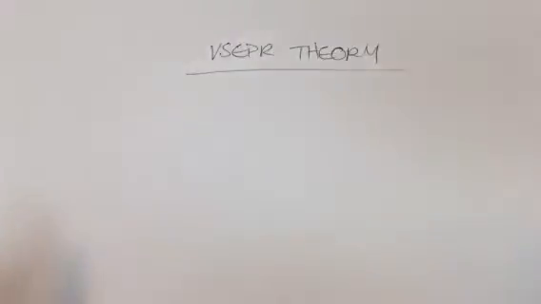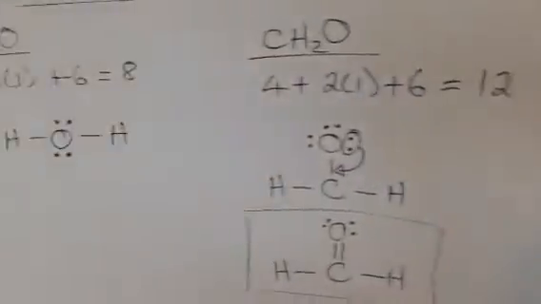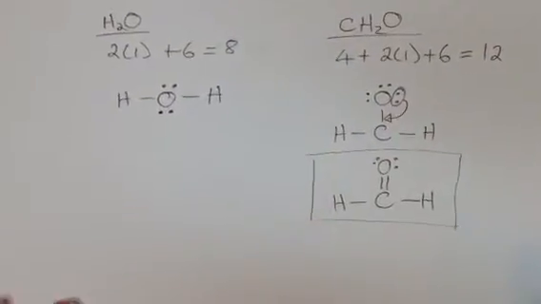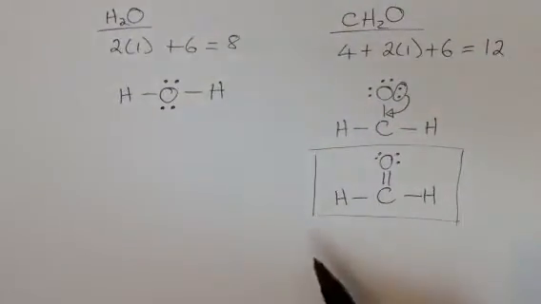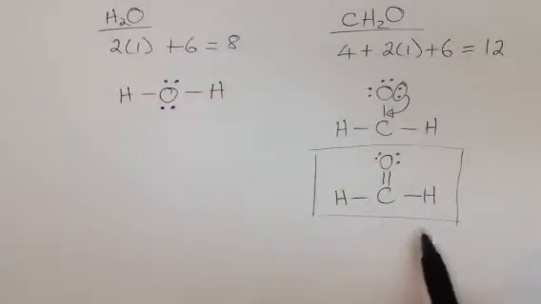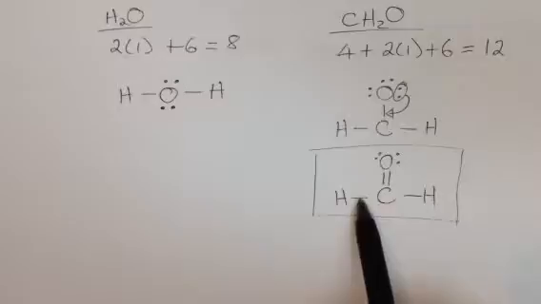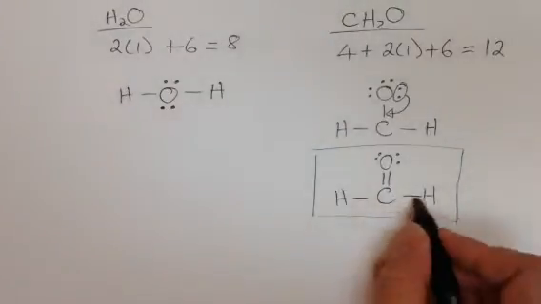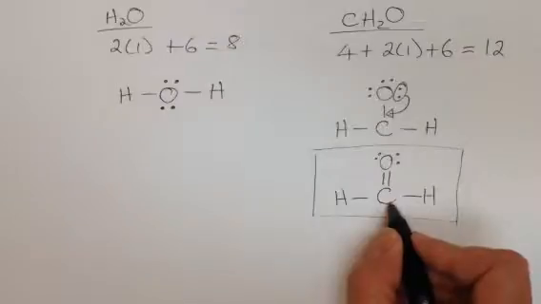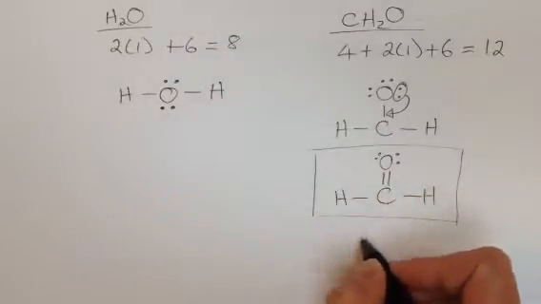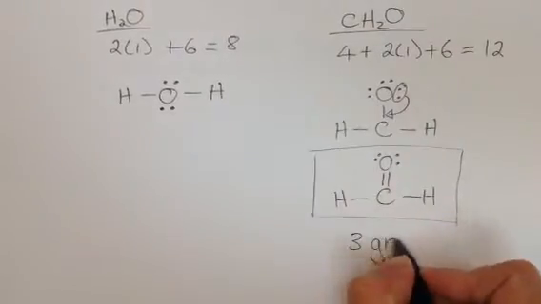Now, the thing to remember with VSEPR theory is that one electron group could either be a single bond, a double bond, a triple bond, or a lone pair. So if we look at this molecule here that we just drew the Lewis structure of, we'll see that it contains 2 single bonds and 1 double bond on the central atom. Because carbon is the central atom here, in terms of the number of groups on that central atom, it has 3 groups.